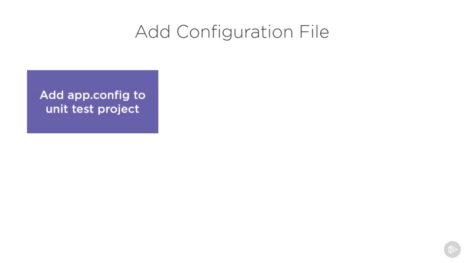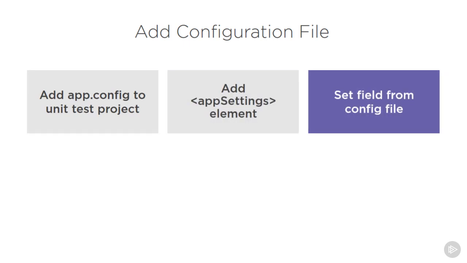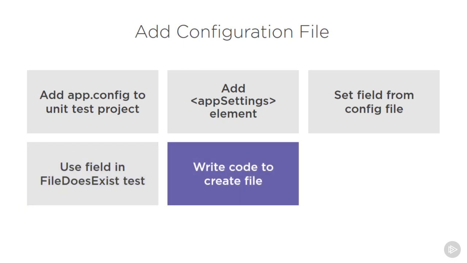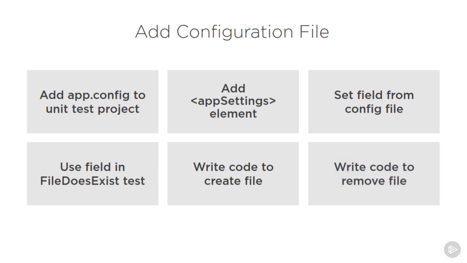Another way to avoid hard coding is to add a configuration file. So you simply add an app.config to your unit test project, add an app settings element, set a field from that config file in your unit test class, and then use that field in the file does exist test. Write code to create the file on the fly, and then write code to remove the file. That way you don't have to use the one I was using, like C:\Windows regedit, right? That is hard coded to that particular Windows system. We're going to actually create one now on the fly by grabbing some file information from a config file.